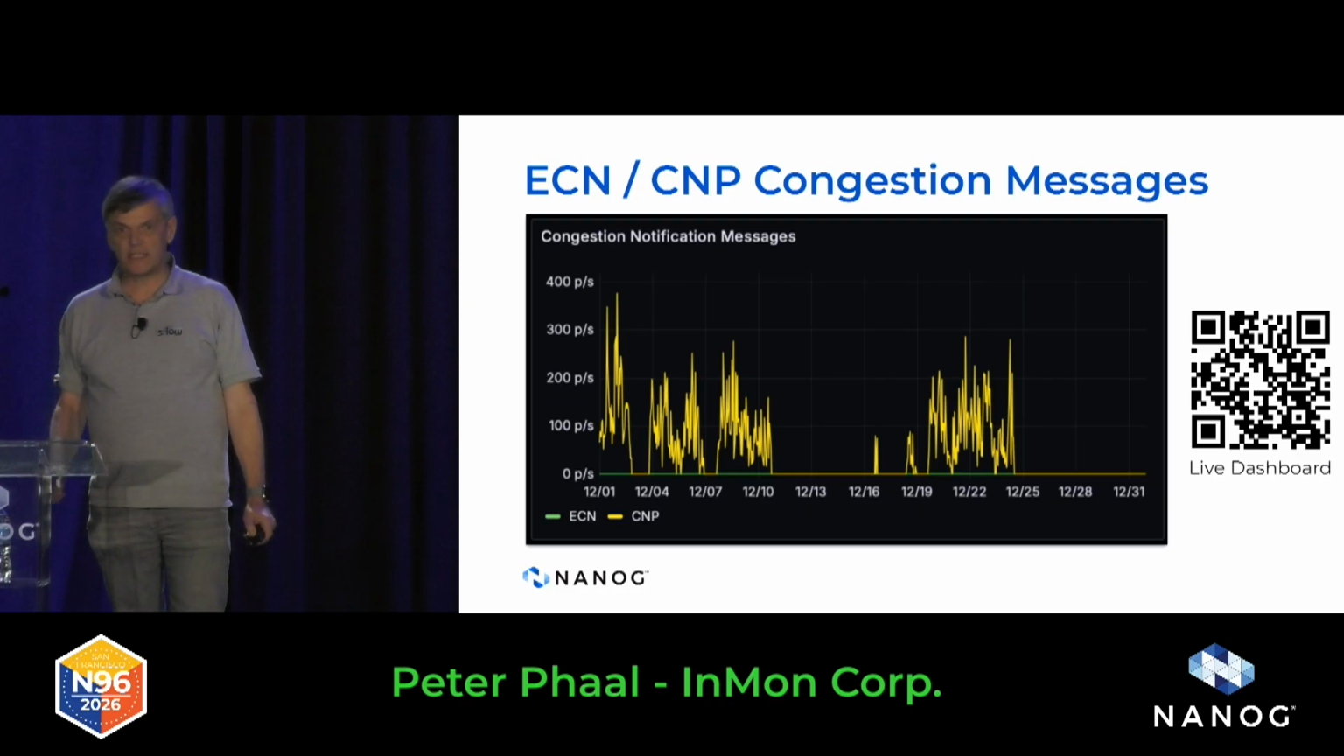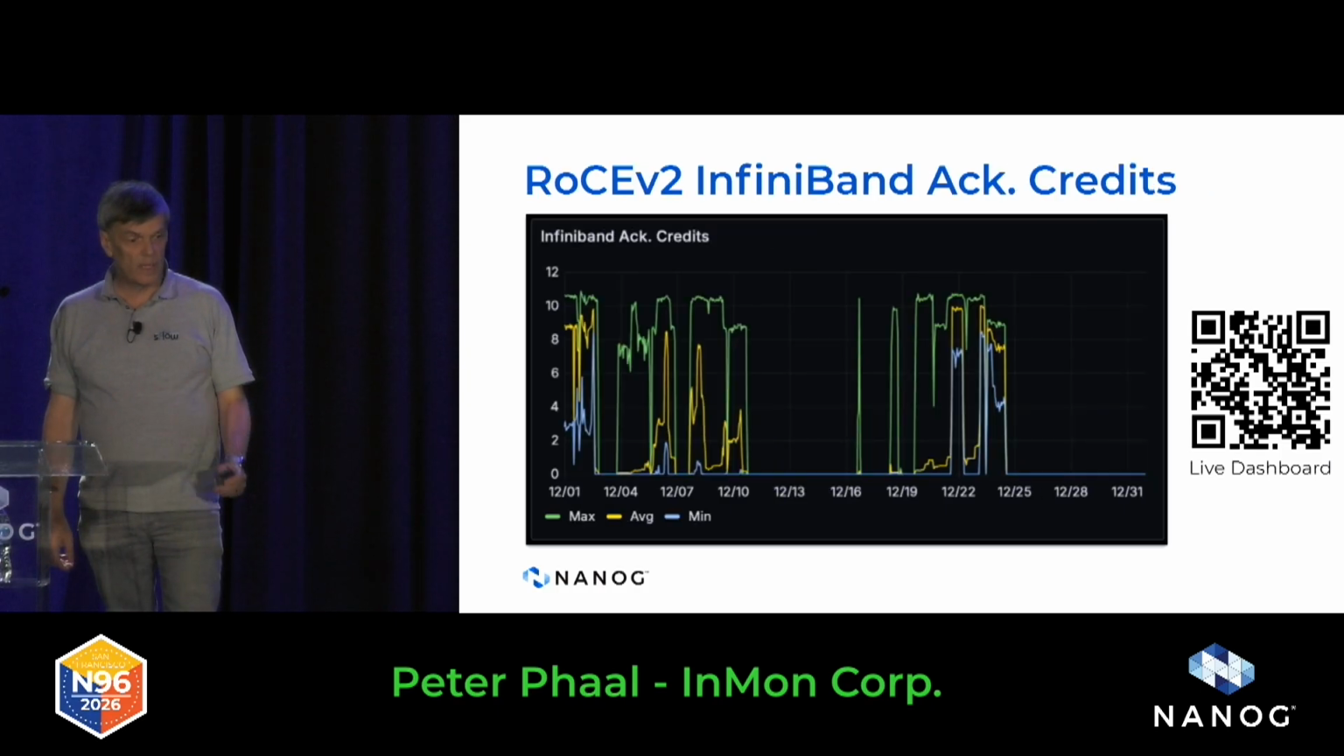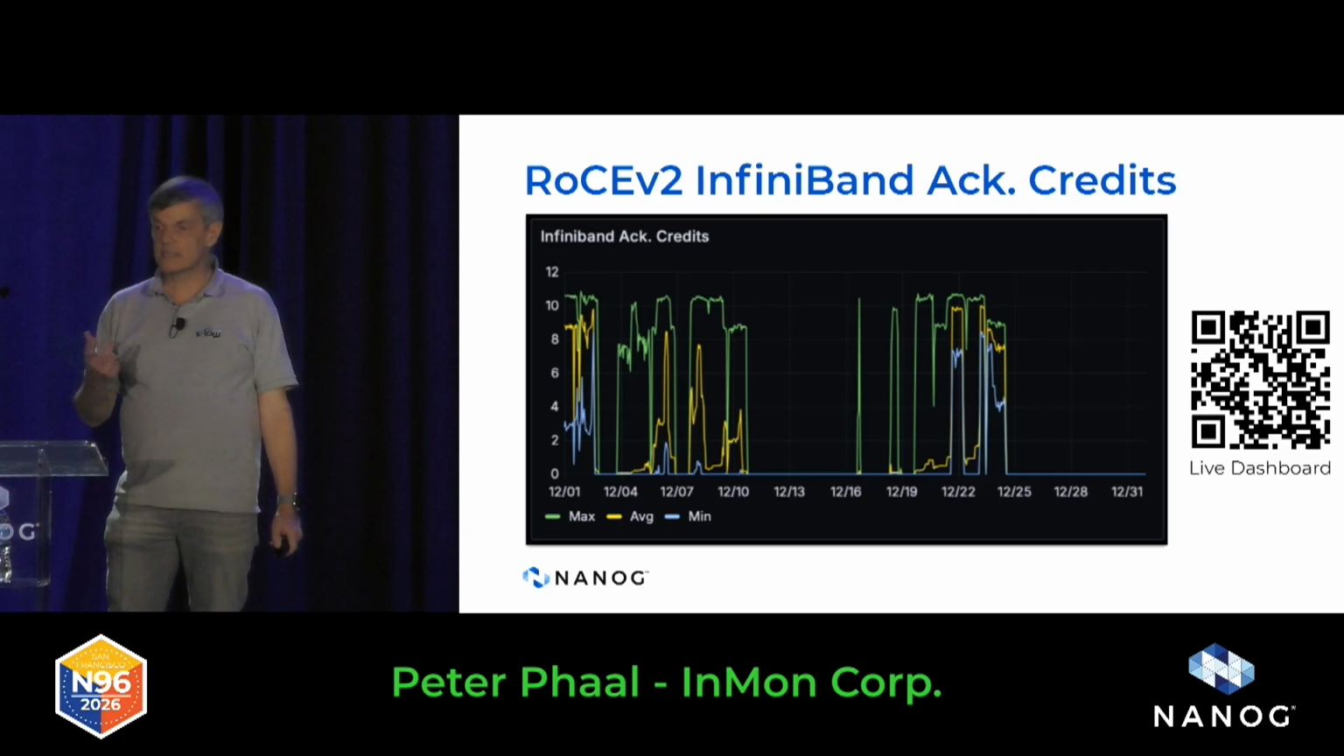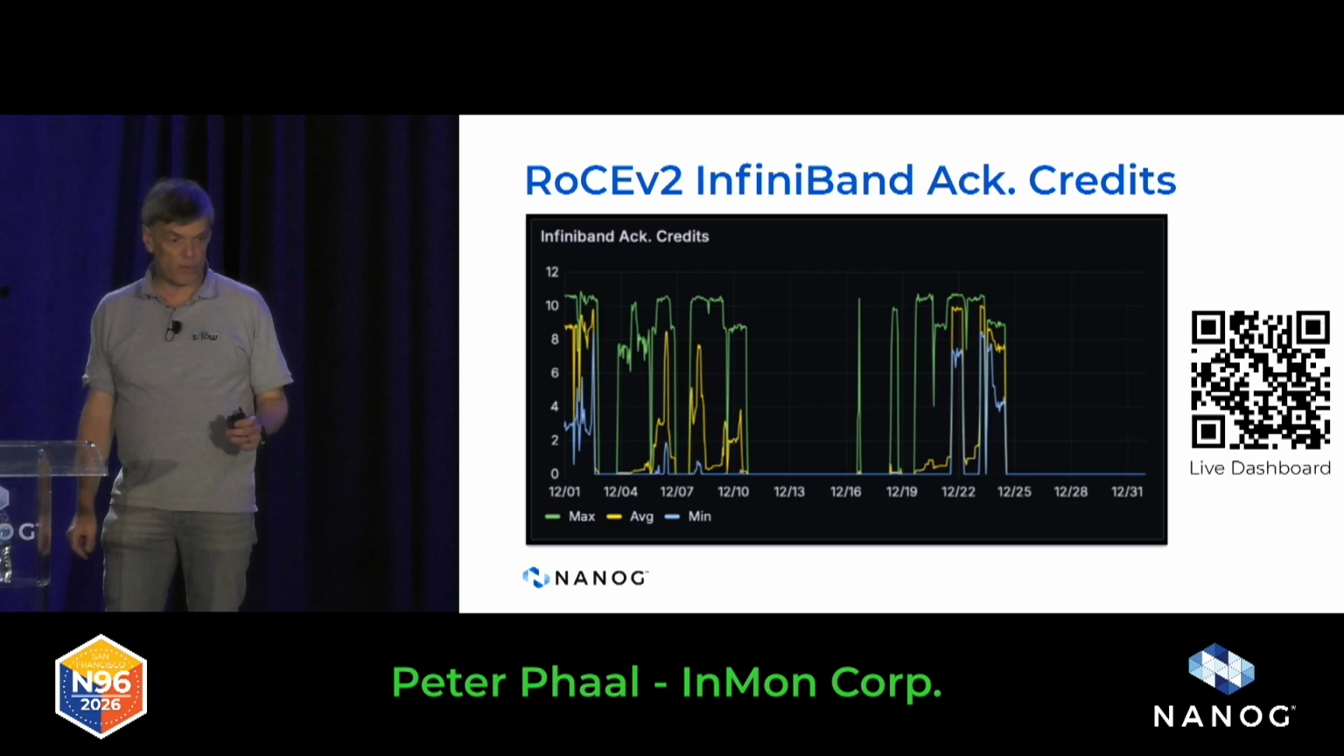Congestion notification messages are interesting because they are an indication that there's throttling in the network. So you want to keep an eye on those. And then similarly with the credits in InfiniBand acknowledgements, it's giving you an idea of how the flow control is operating.